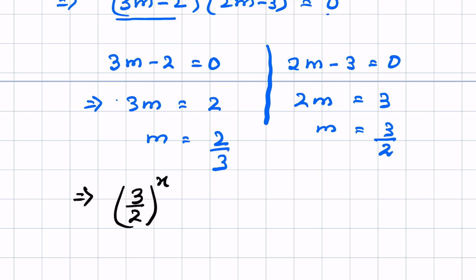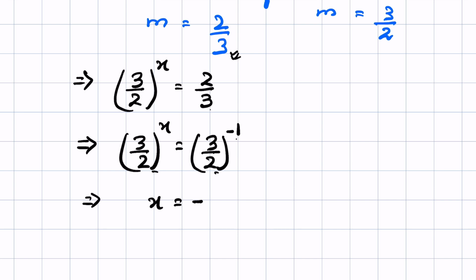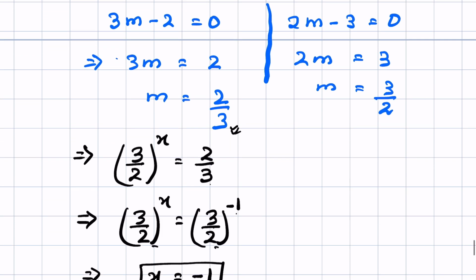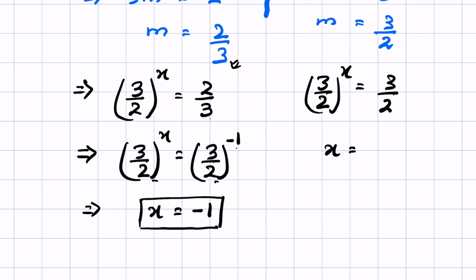So one value of x according to this case: (3 upon 2)^x is 2 upon 3, which we can write as (3 upon 2)^(-1), because a negative exponent means the multiplicative inverse. Since both the bases are the same, x is equal to minus 1. Another value can be when m is equal to 3 upon 2. So (3 upon 2)^x is equal to 3 upon 2, or x is equal to 1. So these are the two values of x.